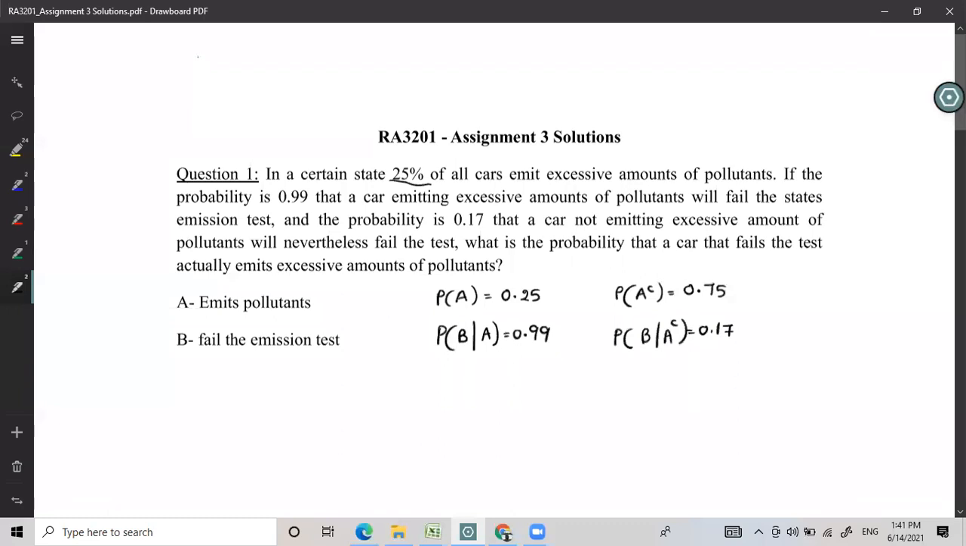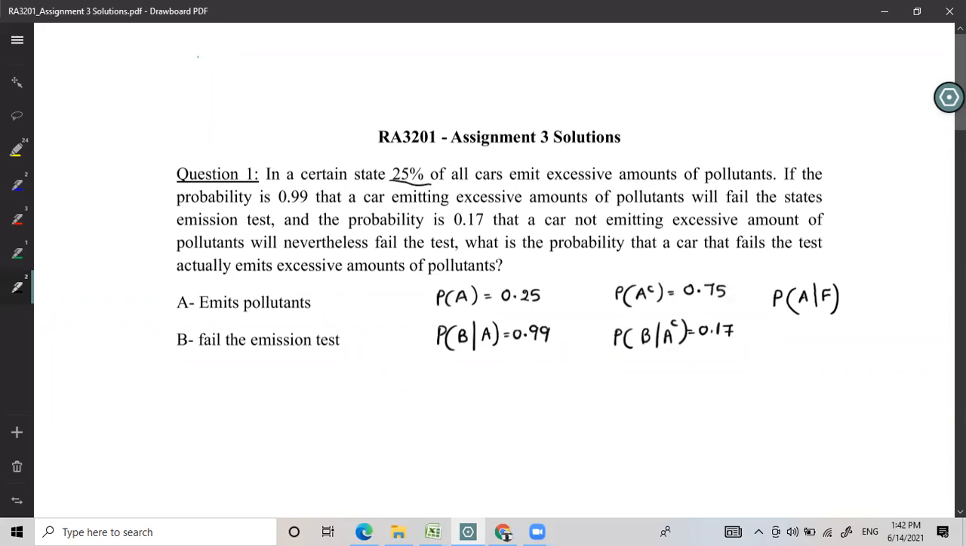So what is the probability you have to find? What is the probability that the car that fails the test actually emits excessive amounts of pollutants? Okay, so what do you want to find? Probability. If a car fails the test, that vehicle actually emits pollutants. So actually emitting pollutants is A, given that fails the test. So knowing that the car fails the test, what is the probability that it is actually a vehicle which emits pollutants? Okay, what is the probability that a car that fails the test? So you already know that the car fails the test. So that is the given one.